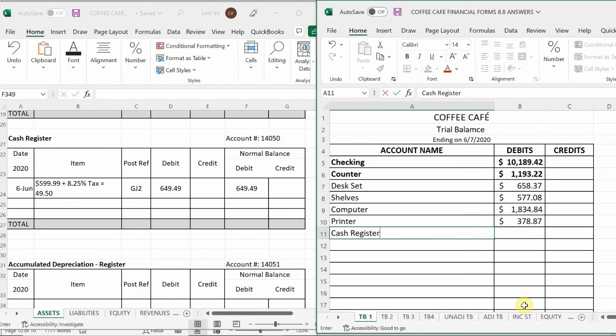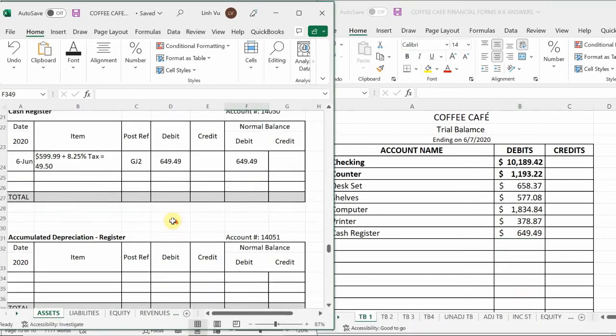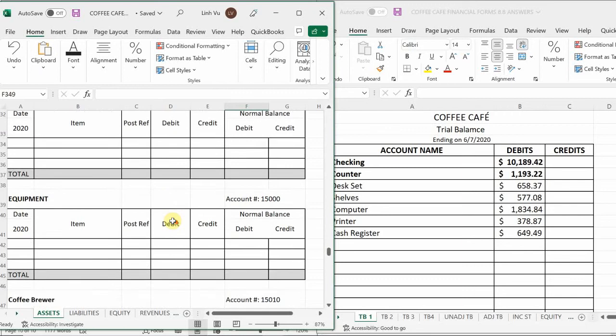I bought a cash register, didn't I? For how much? Cash register for $649.45. Good. Right? And I'm debiting it, right? Because I acquired all of these assets. They all currently have debit balances right now.